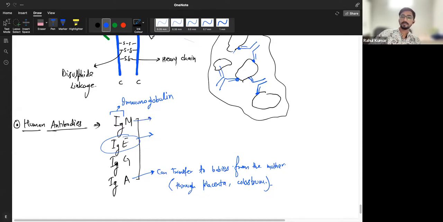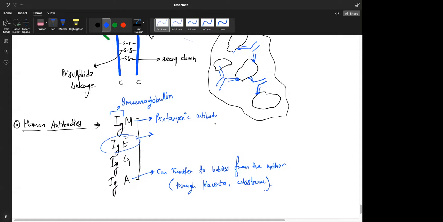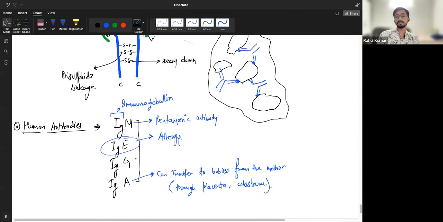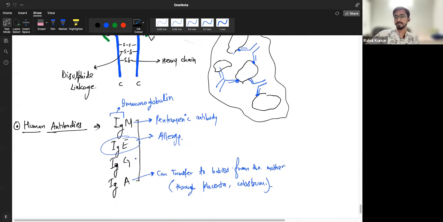IgM is very big. It is the biggest of these four, and it is a pentameric antibody. What does it mean? It has five parts. Yes, it's a multimeric antibody. So these are just a few things you should know in general about the human antibodies. There are four types, etcetera.